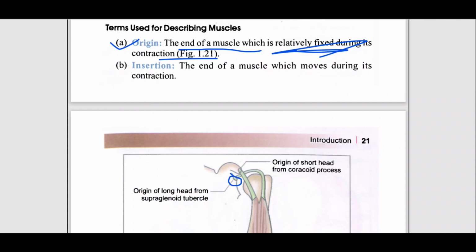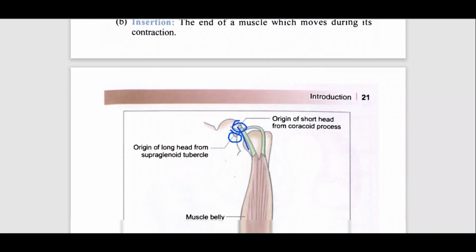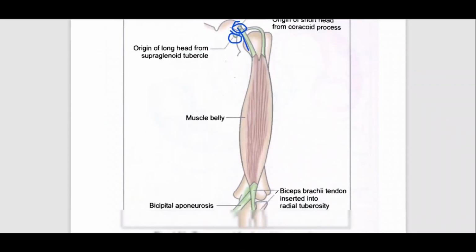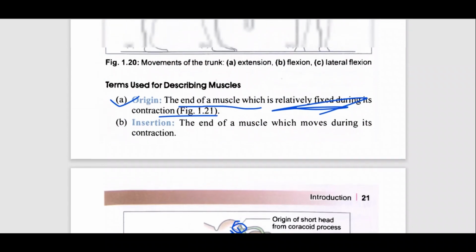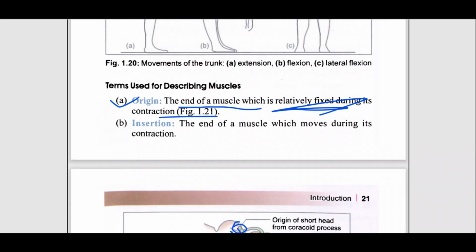Like this one is the origin of long head from supraglenoid tubercle. This is the origin of short head from the coracoid process. And this is your muscle belly.